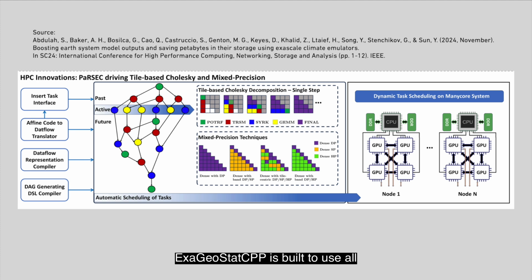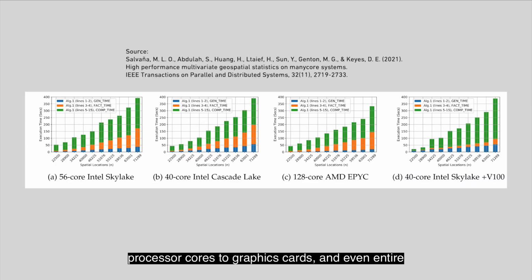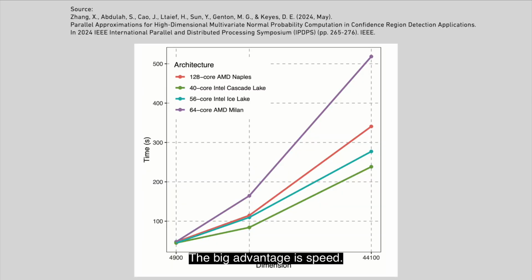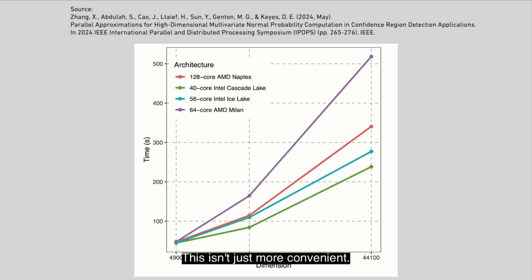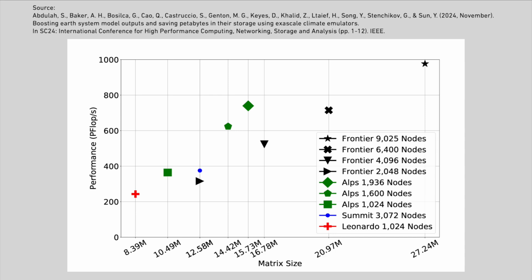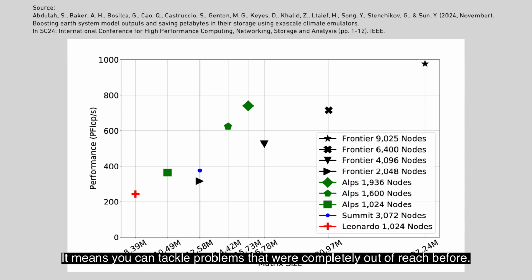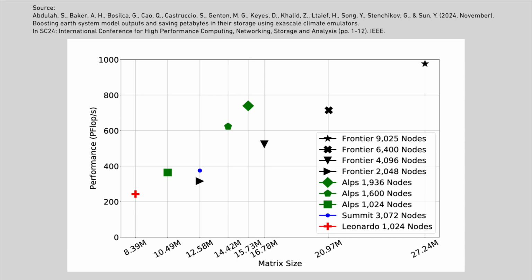ExaGeoStatCPP is built to use all the computing power you have available, from multiple processor cores to graphics cards and even entire computing clusters if you have access to them. The big advantage is speed. What might take days using regular tools can be done in minutes or even seconds. This isn't just more convenient. It means you can tackle problems that were completely out of reach before.